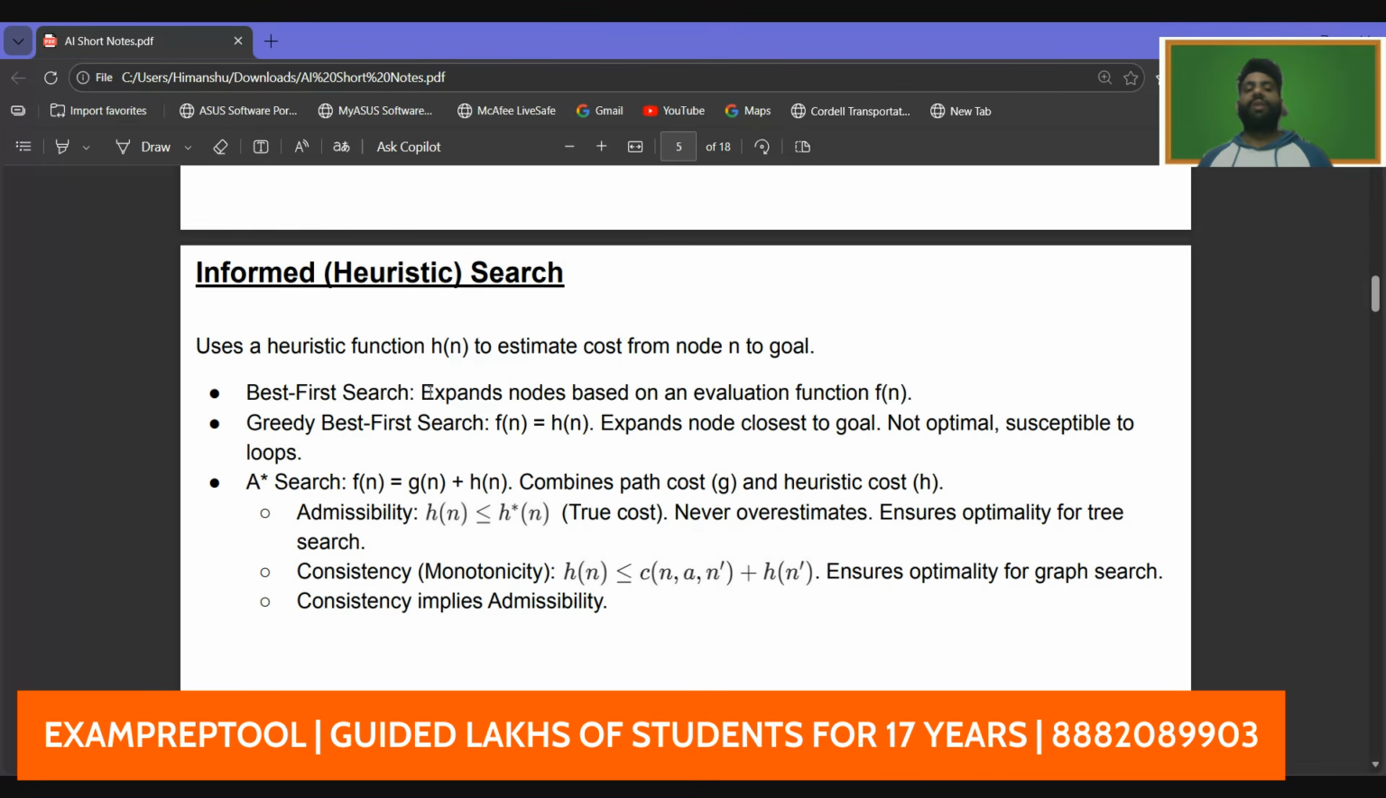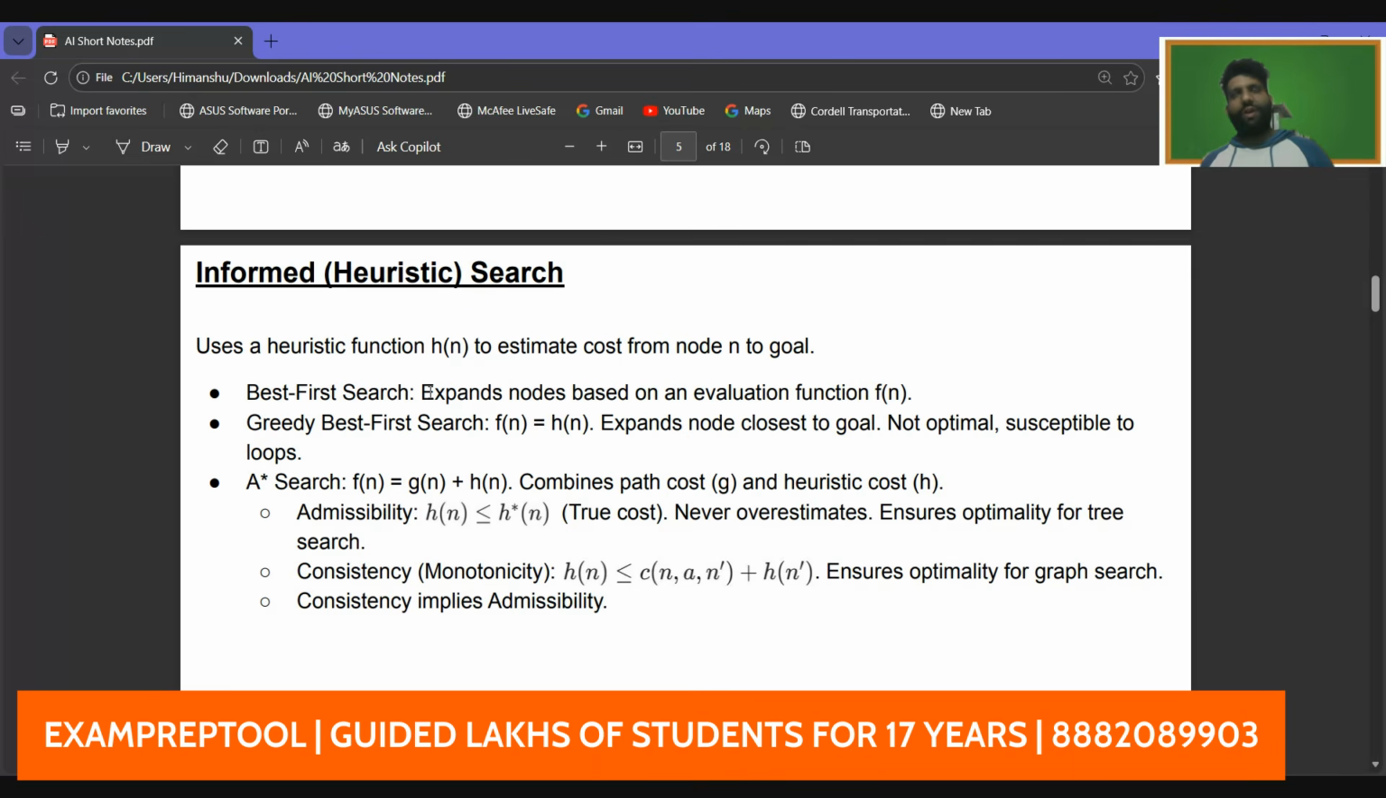Now there exists the other one, consistency, another property, which is the same as admissibility for tree search, but for graph search it is not. There we have an added complexity, but it is a kind of strict form of admissibility, in layman's language. So the consistency property talks about the estimated cost of a path rather than the overall estimated cost from this node to the goal node.